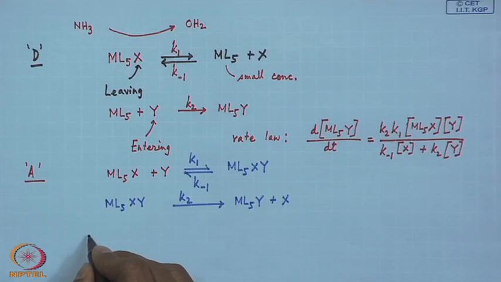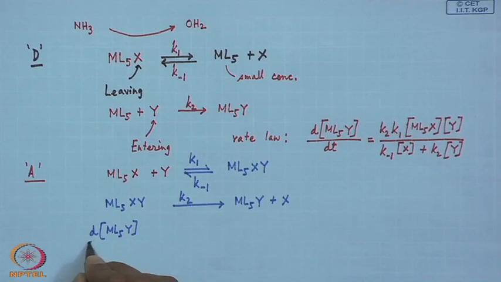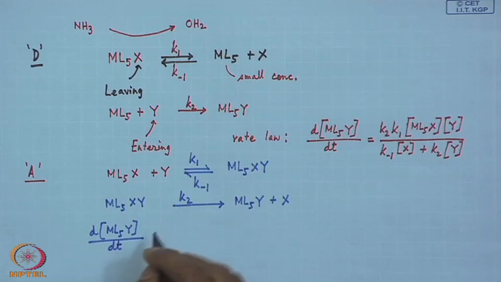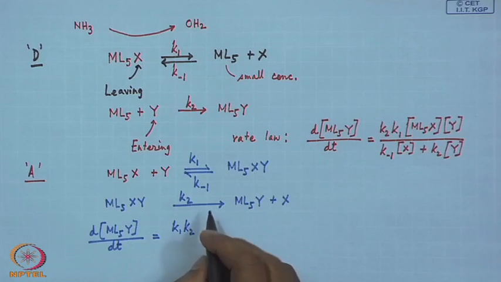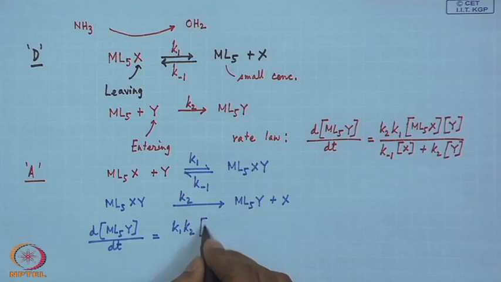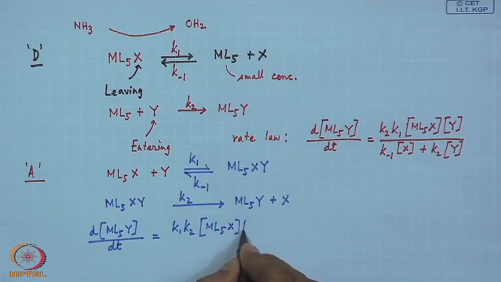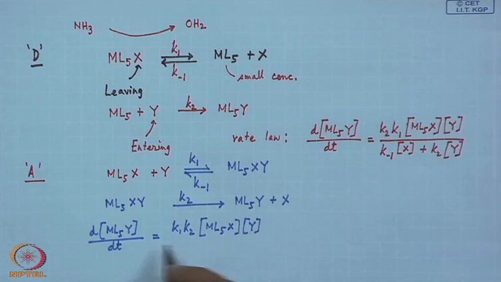The rate law for the reaction, that means d[ML5Y]/dt, would be equal to K1 K2 again [ML5X][Y] divided by K minus 1 plus K2.